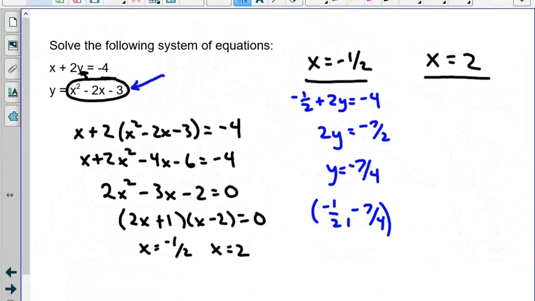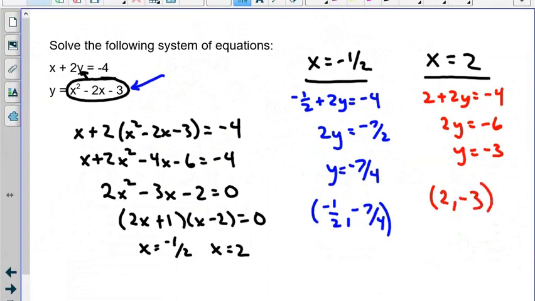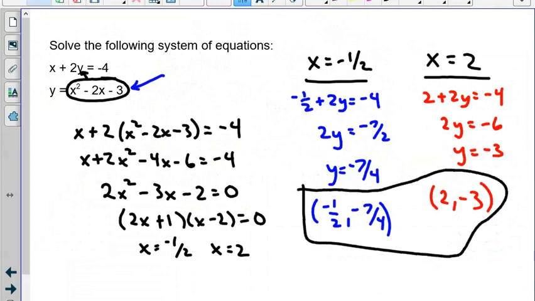It often does, but sometimes there's occasions where you might get an answer that's extraneous. So you have to be a little bit careful. But negative 1/2, negative 7/4 is an answer here. And then on the other case, y equals negative 3, and that one also works. So 2, negative 3 is another solution. So in this case, we have two solutions where the parabola and line meet.